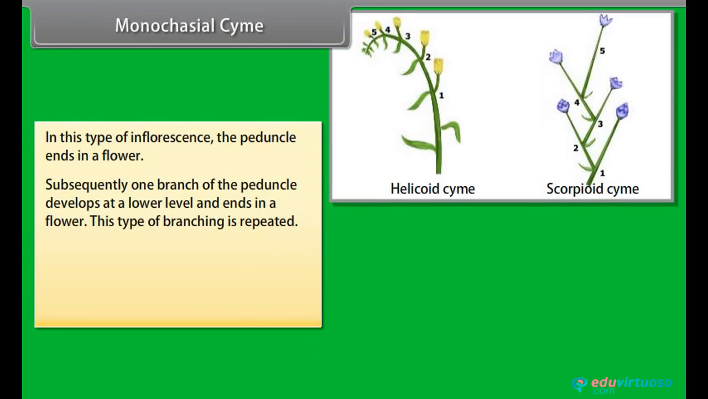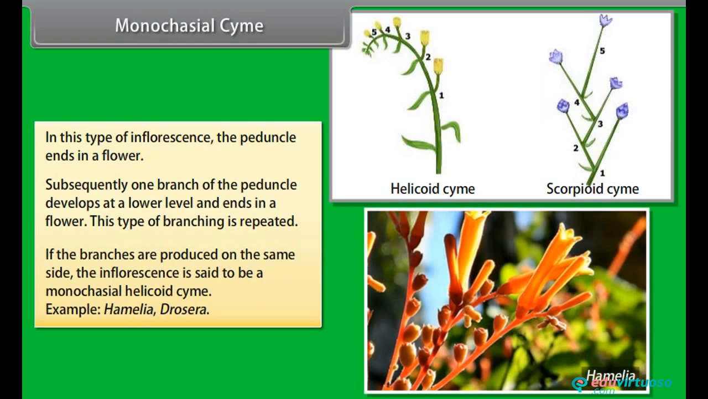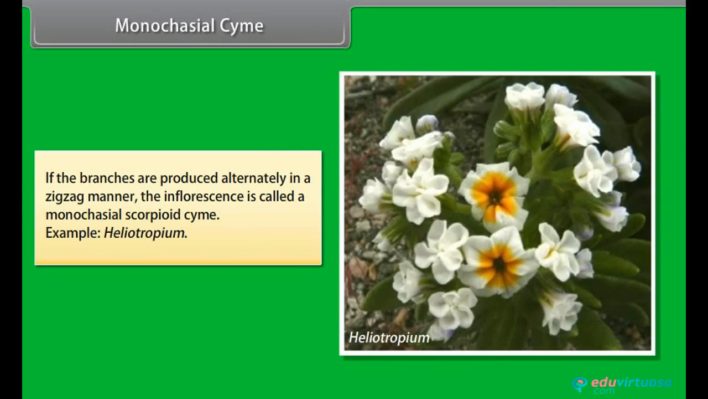Monochasial Cyme. In this type of inflorescence, the peduncle ends in a flower. Subsequently, one branch of the peduncle develops at a lower level and ends in a flower. This type of branching is repeated. If the branches are produced on the same side, the inflorescence is said to be a monochasial helicoid cyme. Example, Hamelia, Drosera. If the branches are produced alternately in a zigzag manner, the inflorescence is called a monochasial scorpioid cyme. Example, Heliotropium.